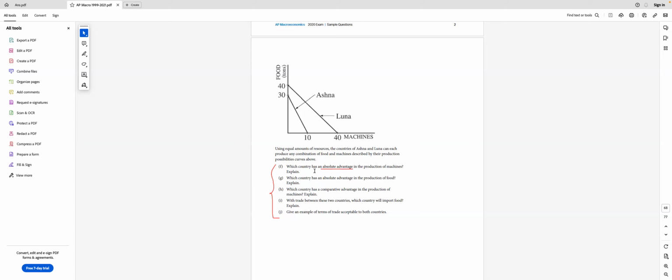Using equal amount of resources, this is given by the question, right? Using equal amount of resources, if one country can produce more, that means the country has absolute advantage in producing machines. So machines are on the horizontal axis, which country can produce more? So Luna can produce more.